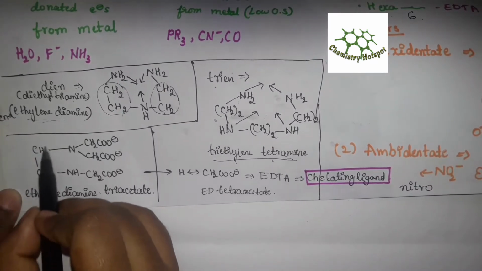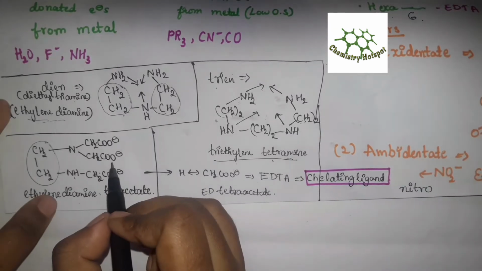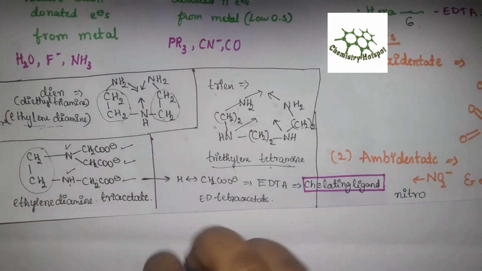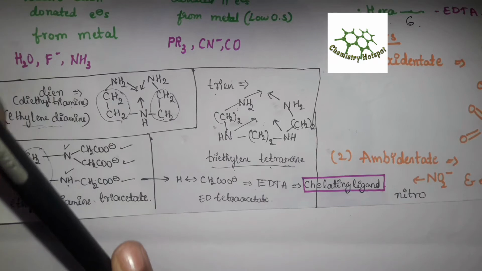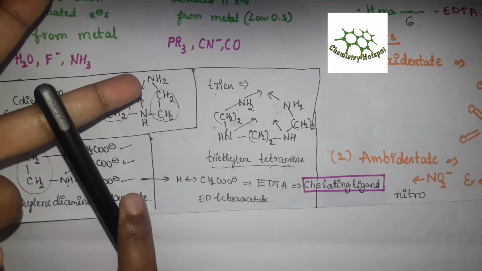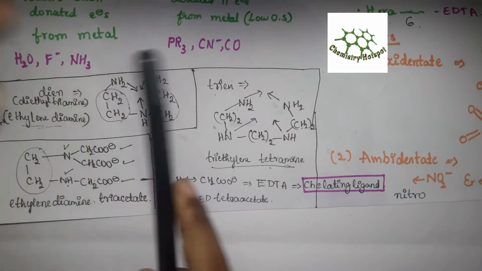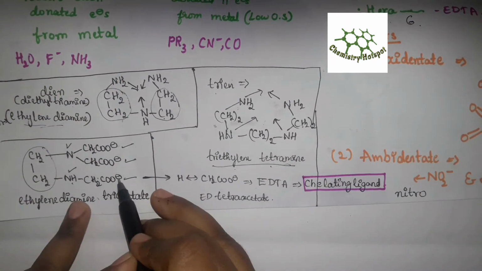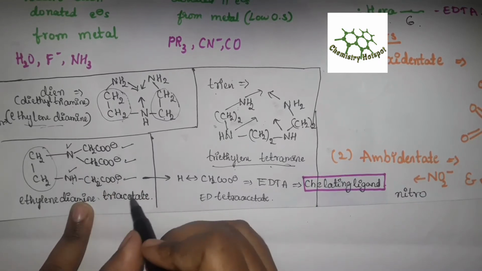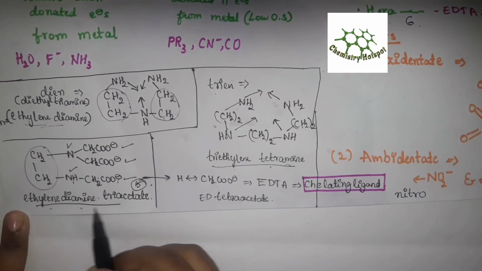Then the next one is ethylene diamine triacetate, the ethylene diamine with 3 acetate groups. Here the number of donating sites will be 1, 2, 3, 4, 5. For donating electrons, you should have either a negative charge or a lone pair of electrons. These negative charges are always counted as 1, 1, 1. So this is 3, then 4, then 5. Totally 5 donor sites for ethylene diamine triacetate.